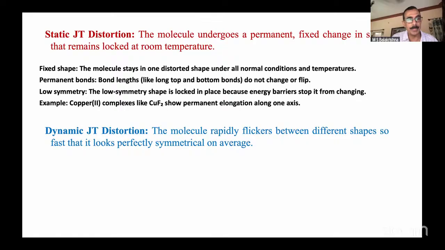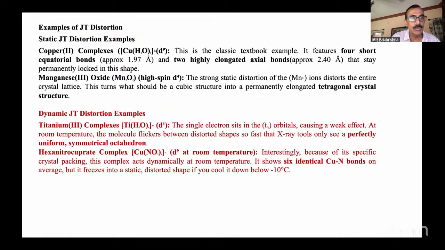So, dynamic Jahn-Teller distortion: the molecule rapidly flickers between the different shapes so fast that it looks permanently symmetrical on average. For example, what happens if you take a D1 system, and the electron is excited and it can go to elongation, and it can come back. So in those cases, you see these things.